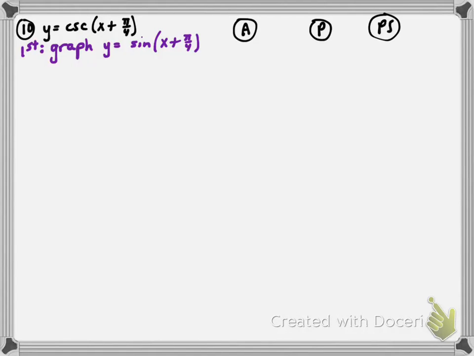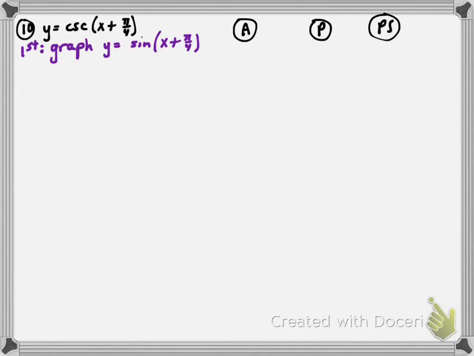Problems 10 through 12 are cosecant and secant. A little bit challenging just because it's a little bit different, but just one extra step really. As I indicated here, first graph y equals sine. Since cosecant is 1 over sine, we're first going to graph the sine, and from the sine we'll be able to graph the cosecant.